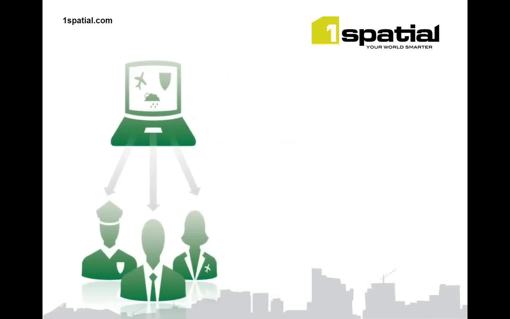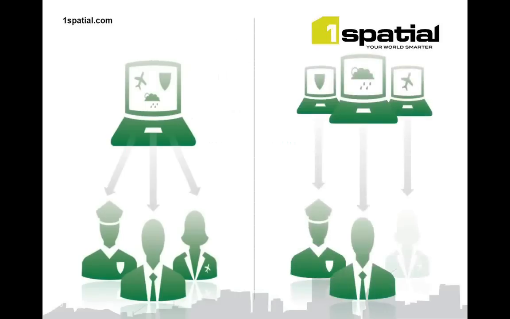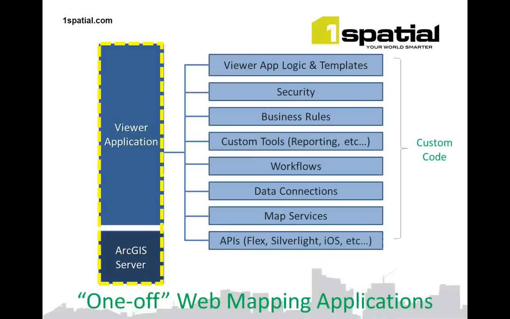The Geocortex approach is to build small, purposeful, rapidly deployable applications out to the environment. So you would have a number of applications, small, accurate and easy to use, deployed to different groups rather than one large application. And this is underpinned by, if you build one large application, you build all your viewer logic, your security, your business rules, your data connections, all into one application. And that involves an awful lot of custom code.